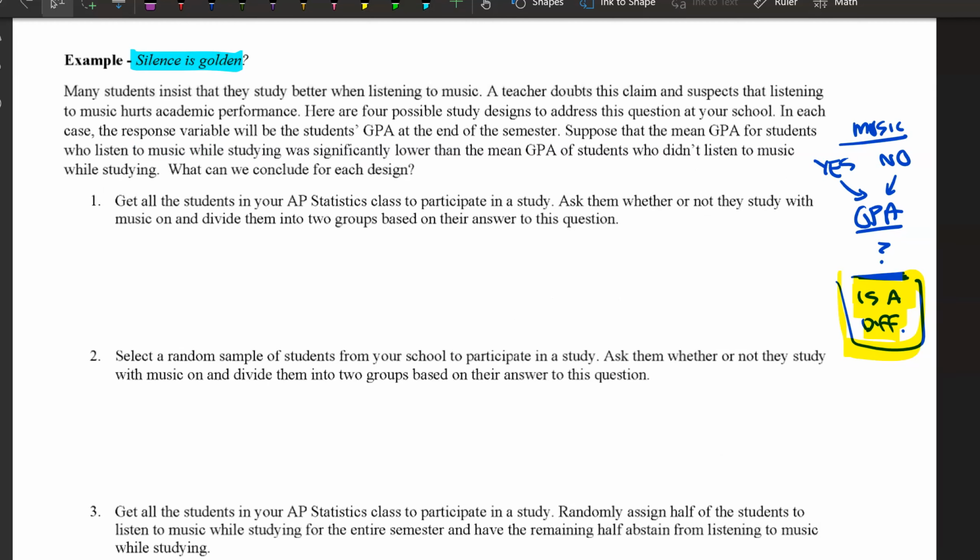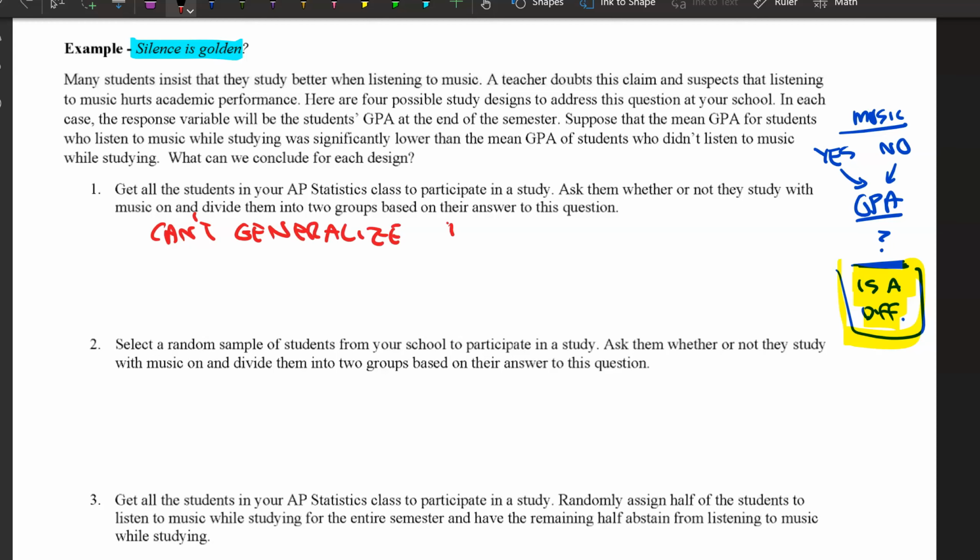I just asked, do you listen to music? So I'm actually in this right here. I'm in that bad spot. So what kind of conclusion can I draw? I can't generalize to all JCS kids, and I can't say music causes GPA to go down. So I can't really say much of anything.